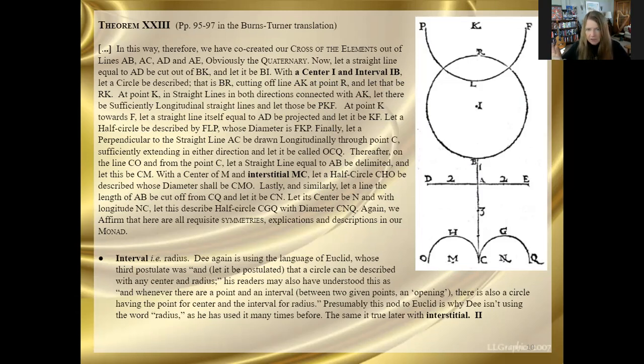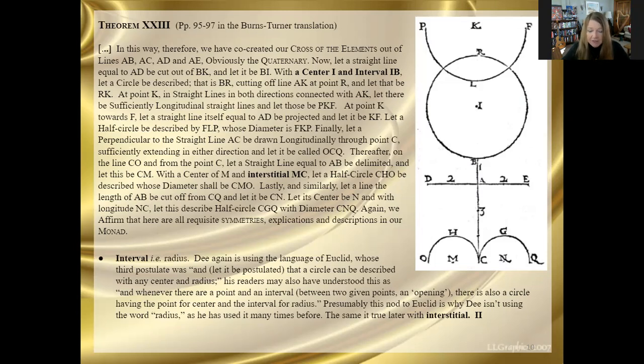So, except for those things, he's using the language of Euclid. And Euclid's third postulate is, let it be postulated that a circle can be described with any center and radius. So his readers have understood this as whenever there are a point and an interval between two given points, an opening, there is also a circle having the point for a center and the interval of the radius. So this has to be a nod to Euclid. And that's probably why he's not using the word radius. Or if you know Euclidean geometry, it certainly would seem that way.